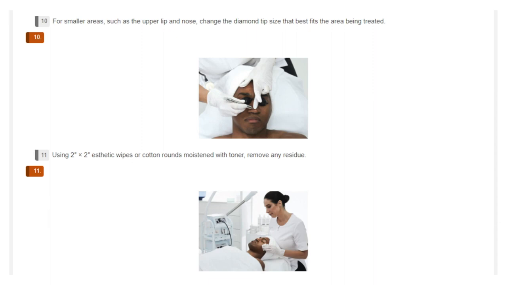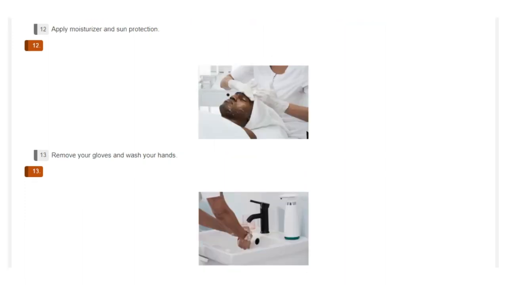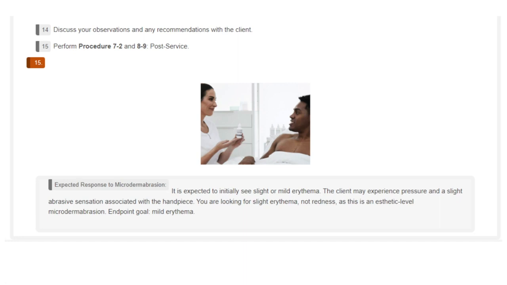10. For smaller areas, such as the upper lip and nose, change the diamond tip size to one that best fits the area being treated. 11. Using 2x2 aesthetic wipes or cotton rounds moistened with toner, remove any residue. 12. Apply moisturizer and sun protection. 13. Remove your gloves and wash your hands. 14. Discuss your observations and any recommendations with the client. 15. Perform procedure 7 to 2 and 8 to 9, post-service.